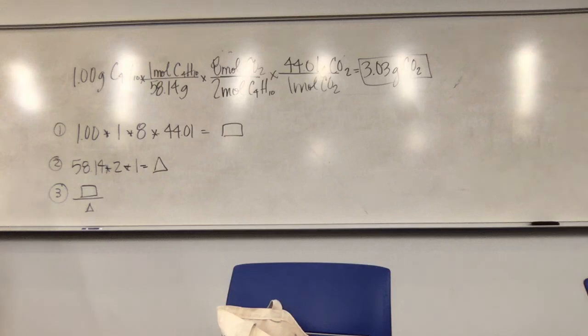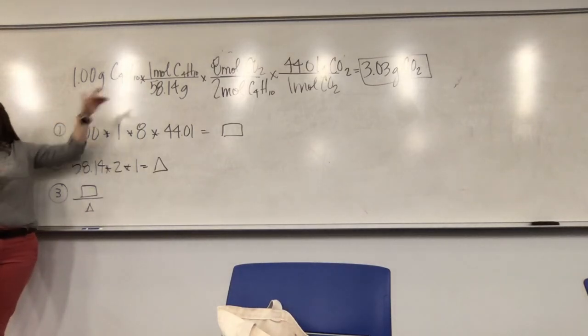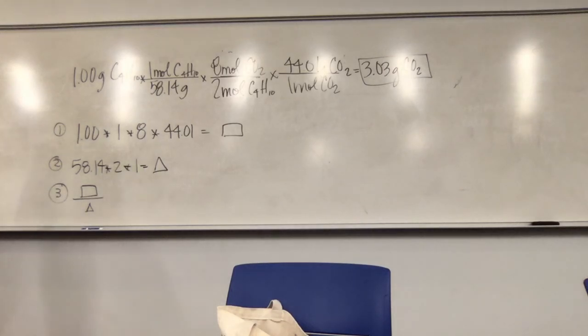Questions? Yeah? We don't have to write it out like that, right? Like this? The top one. What would you have written instead? 1 divided by 58.14. And then I would do divided by 2 times 8 times 44. So, you don't have to write it out exactly like this, but if you don't get the right answer in your work and I can't follow it, then it's much harder for me to give you partial credit.